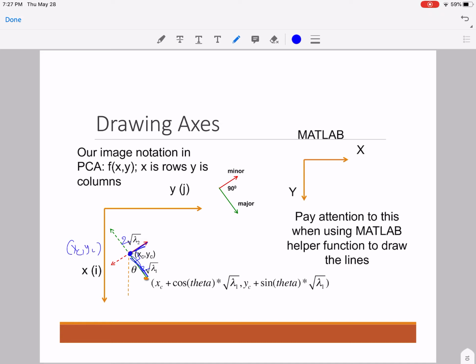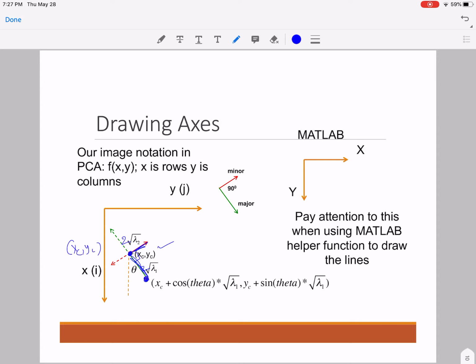So what I would like for you to do is work with your partners and Google search how to draw lines in MATLAB. Most likely it's going to give you a function that takes in two coordinates, x1, y1 and x2, y2, and it simply joins those two points with a line. You have already obtained xc and yc.